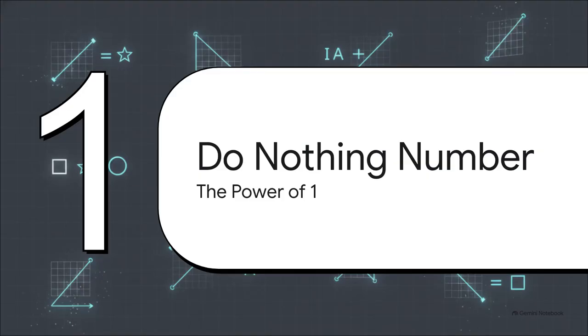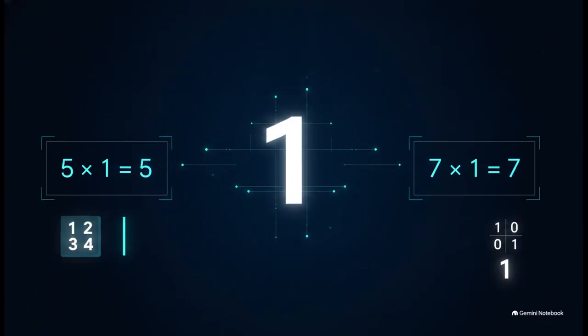Which brings us to section 1, the do-nothing number. To truly get a handle on this concept, I want you to just think about the number 1 for a second. In a lot of ways, it's the most boring number in all of arithmetic. But paradoxically, that's exactly what makes it so important. Just look at these super basic equations. 5 times 1 is 5, 7 times 1 is 7. Literally, no matter what you multiply by 1, you get the exact same thing back. In the world of ordinary math, it is the operation that does absolutely nothing. It just leaves your original value perfectly intact.